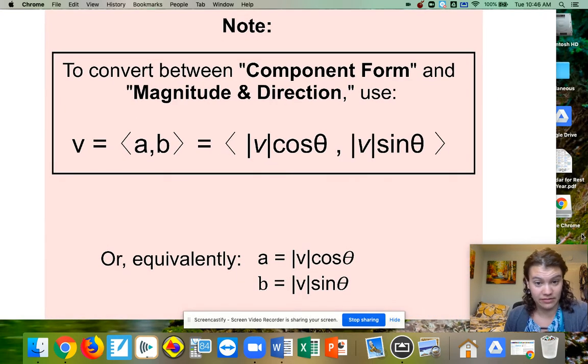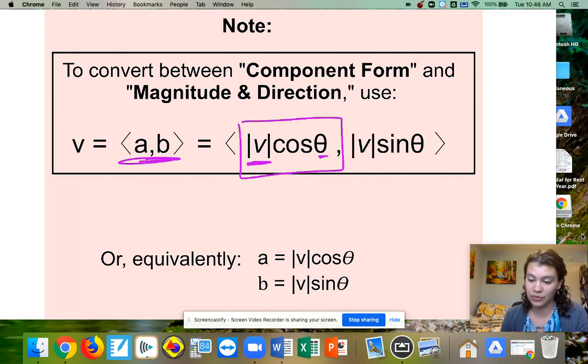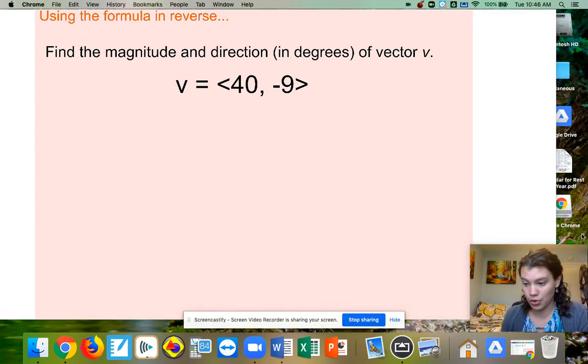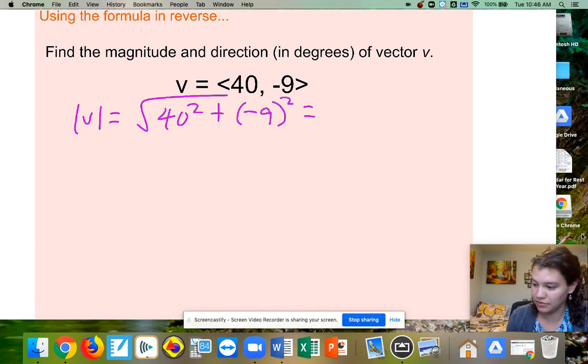If you don't want to think through it every single time, this is the formula. So there's your original vector. If it gives you the magnitude and direction, so it gives you this and it gives you a theta, you can find the component vector by finding the magnitude cosine of your angle, magnitude sine of your angle. So going backwards, here, obviously, we can find the magnitude pretty easily. Take 40 squared plus -9 squared, take the square root, and you'll get 41. Easy, got the magnitude. The direction's a little bit more complicated.